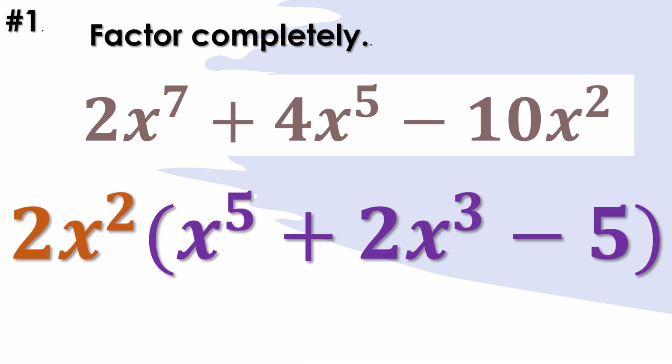Okay, here is the answer. When you're ready to check, here it is, 2x squared, right? So 2x squared is the GCF. And then once again, that factor you're left with is not a quadratic. Okay, so that is as far as you can take it.